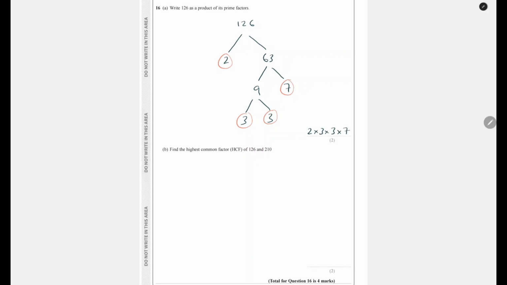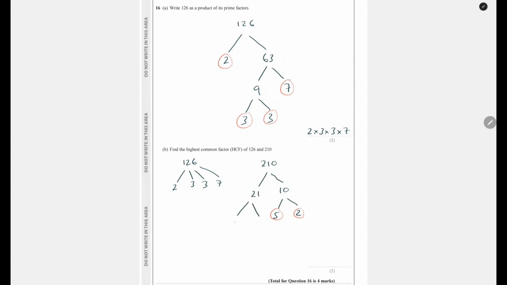And so 126 as a product of its prime factors is 2 times 3 times 3 times 7. Part B says, find the highest common factor of 126 and 210. Well, we're going to do what we did in Part A, which is work out the product of prime factors for both of these numbers. We know that 126 is 2 times 3 times 3 times 7. If we do the same thing for 210, I know that that can be broken down into 21 times 10. 10 can be broken down into 5 times 2, both of which are prime numbers.